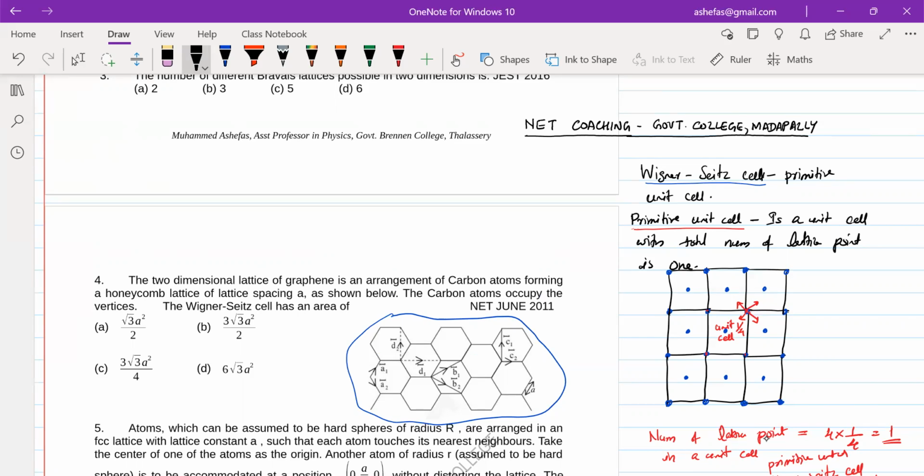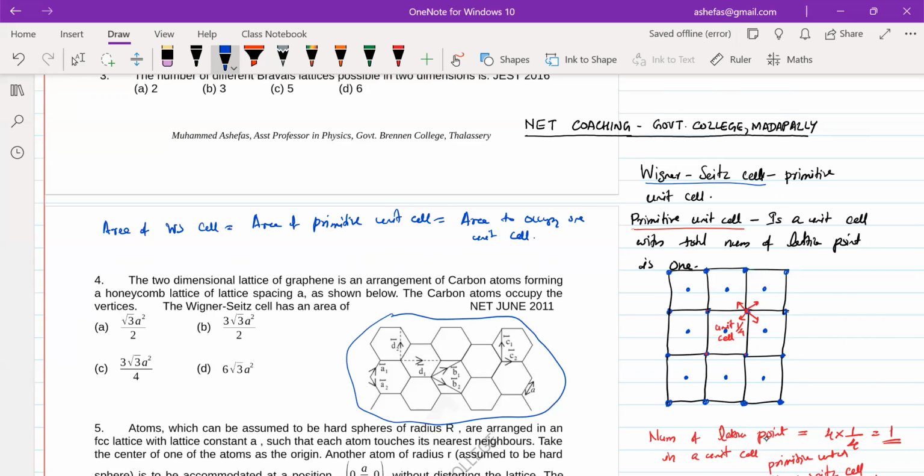So that means, since the Wigner-Seitz cell is a primitive unit cell, the area of the Wigner-Seitz cell is equal to the area required to occupy one lattice point. The area of the Wigner-Seitz cell is equal to the area of the primitive unit cell. That means it is equal to the area to occupy one unit cell.